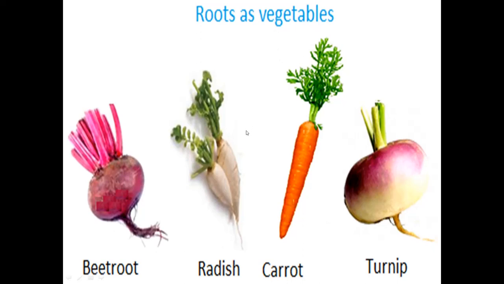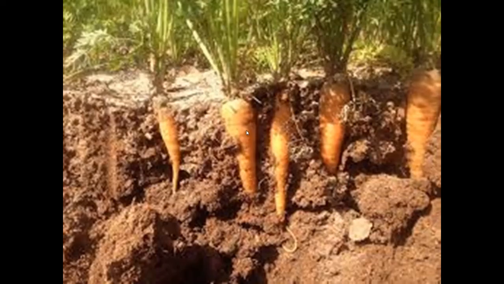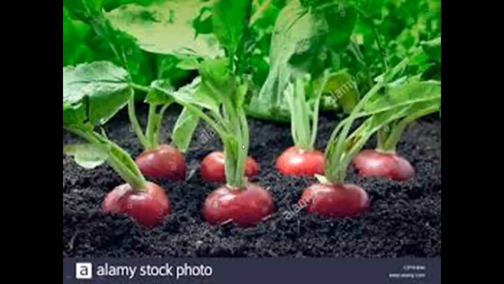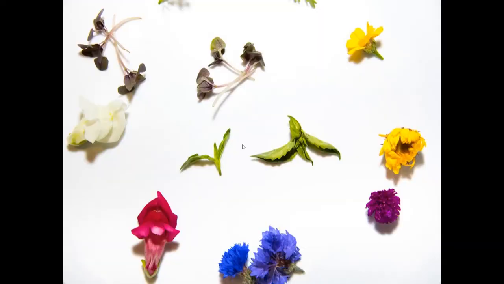So here it is clear that we eat roots of plants as food. In this picture you can understand easily. See, these are the roots. The carrot is actually the root of the plant that is modified for the storage of food. Here again in this image you can see beetroot. It is a modified form of root that is modified to store food.